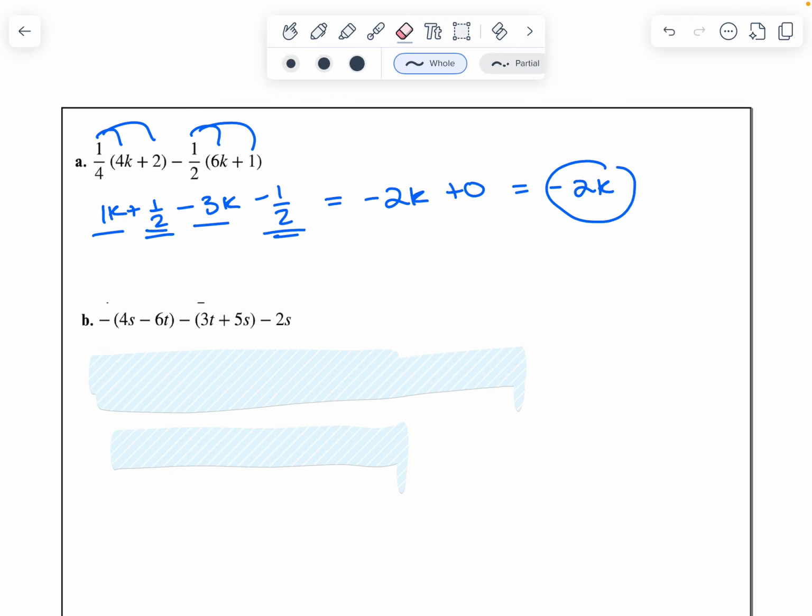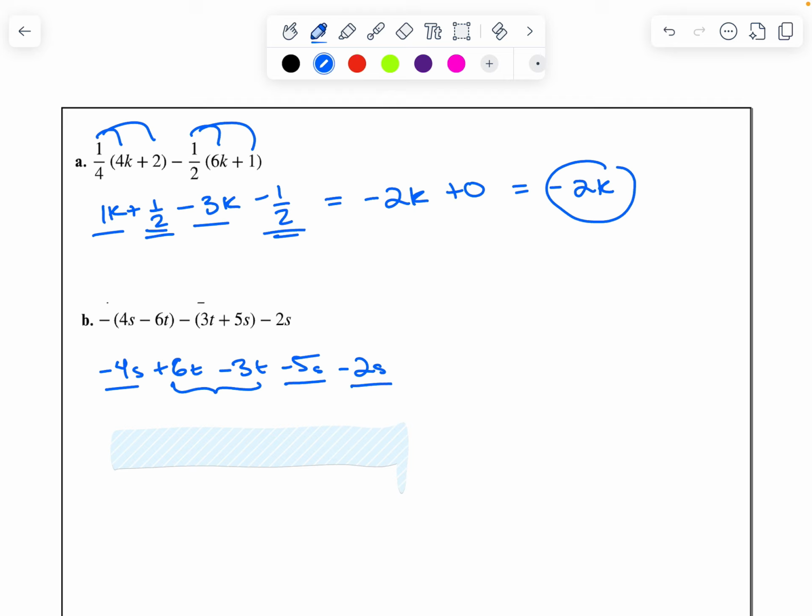Try the next one. Pause the video and try it. After distribution, this is what you should look like. I've underlined and swirly braced your like terms to combine. There are a lot of things with s's and a lot of things with t's, so we should end up with things with t's and s's.